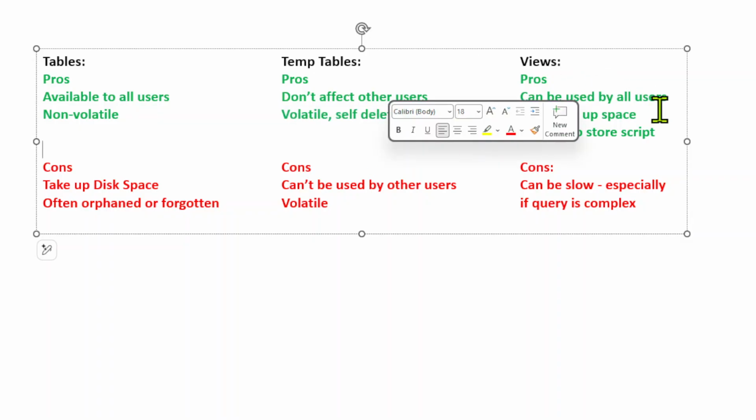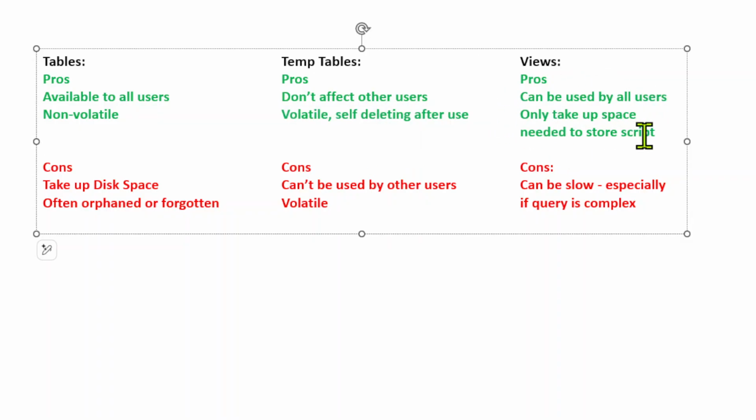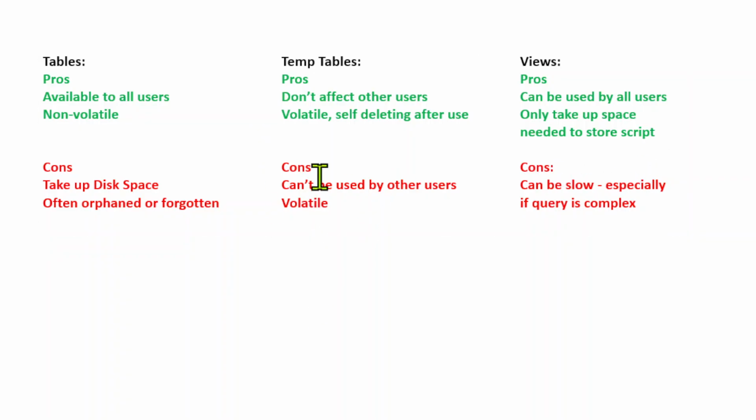And pros, views can be used by all users. They only take up the space needed to store the script, but they can be slow. Because the big thing about a table, like let's say you did a table with a lot of calculations, that's the temp table you built. When you go to run it, it's just going to run fast because all the calculations have been done. If you create a view with all the calculations, every time you run the view, it has to run the whole query again. So if your initial query that builds your view or table is very slow, you're probably better off building a table, using that table and getting rid of it than you are with a view. Because every time you run a view, you have to run that entire query again.